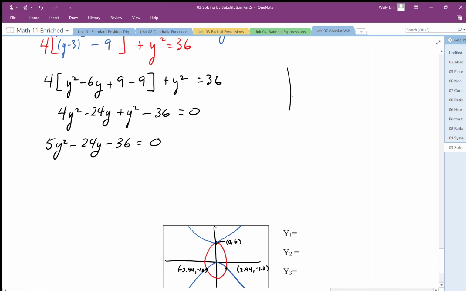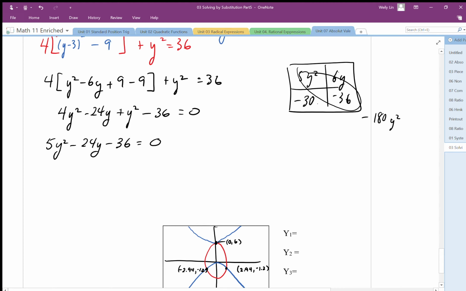I'm going to factor this. It looks like it's factorable. 5y squared times negative 36 is going to be equal to negative 180 y squared. So I need two numbers that multiply to 180 and have a difference of 24. So that looks like it's 6y and negative 30y. Okay, so that's going to be the cross diagonal products are equal. Those two parts equal to negative 24y. So there's my area. So I just need to factor this.